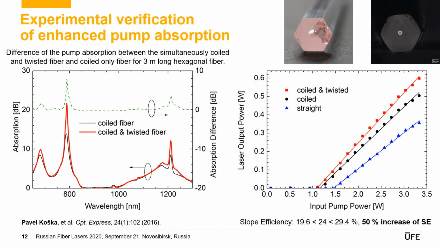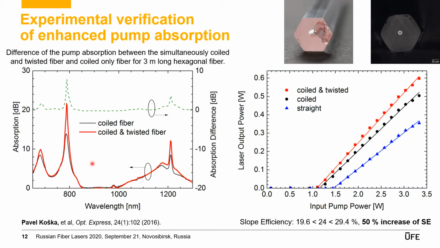We have experimentally verified enhancement of absorption in twisted hexagonal fiber doped with thulium. Here you can see the preform with hexagonal shape, and this is the drawn fiber with thulium-doped core. We measured the pump absorption in coiled fiber, this is the black line here, and the pump absorption in simultaneously coiled and twisted fiber. And we got quite a significant difference at the pump wavelength of 793 nanometers, of about 8 dB for the 3 meter long hexagonal fiber.